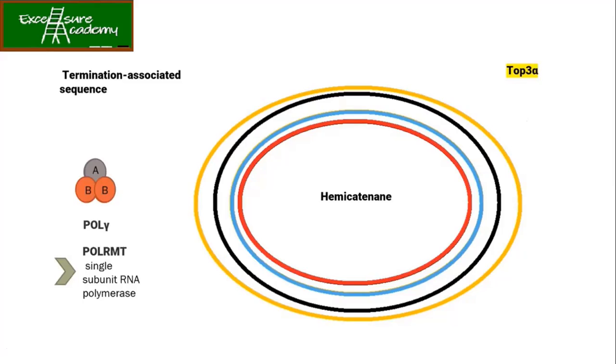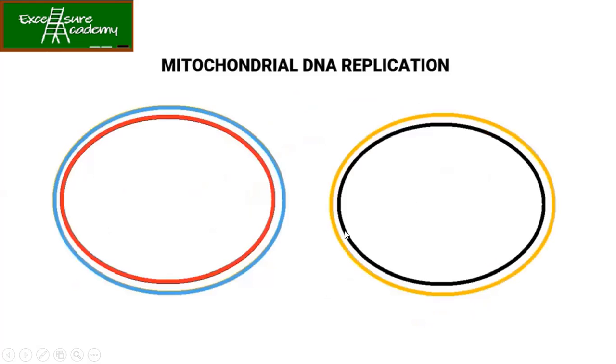Did it become a little clear? Any part, any step which was not clear to you guys? So at the end, you are going to have the mitochondrial DNA replication. Clear? Any doubts?